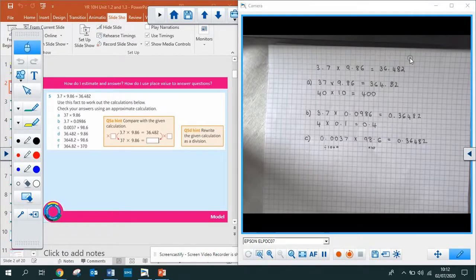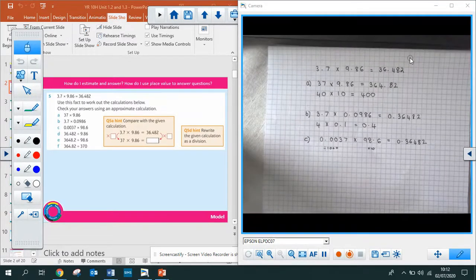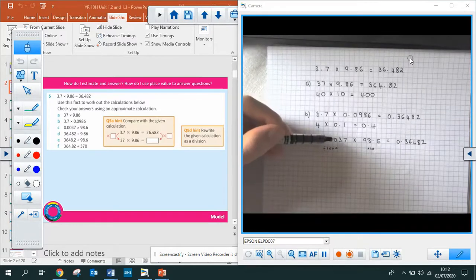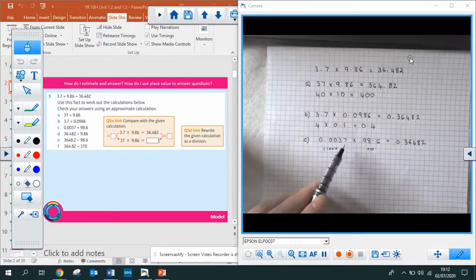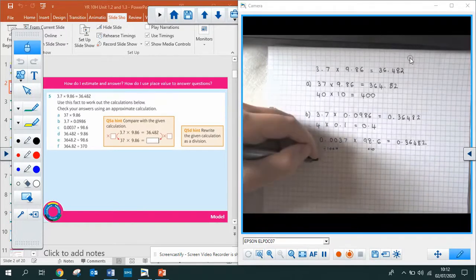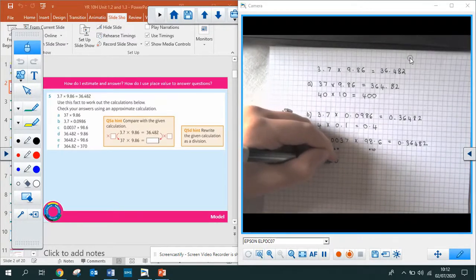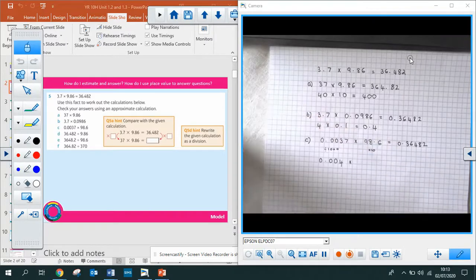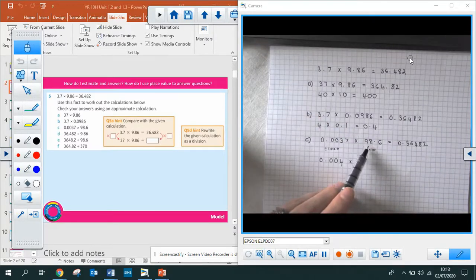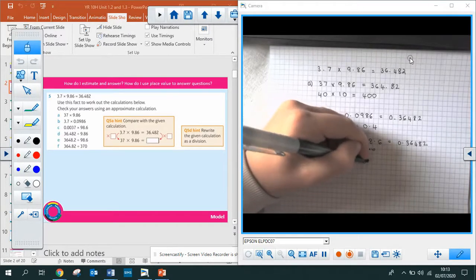Let's check that by rounding to our significant figures to get approximate calculations. First non-zero is my 3. My 7 is higher than 5, so it's going to round my 3 up to 4. So it's 0.004 multiplied by my 8 will round my 9 up to 10, so multiplied by 100.